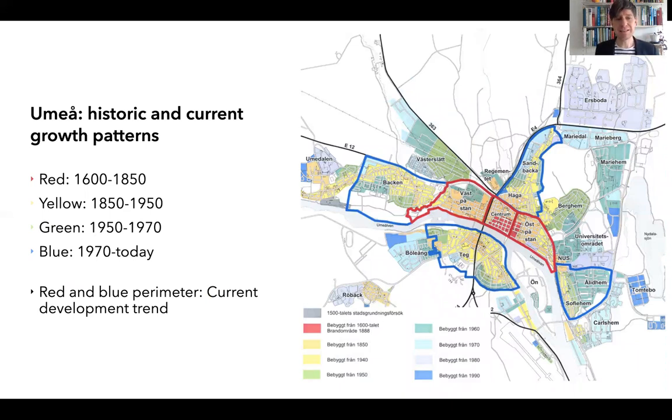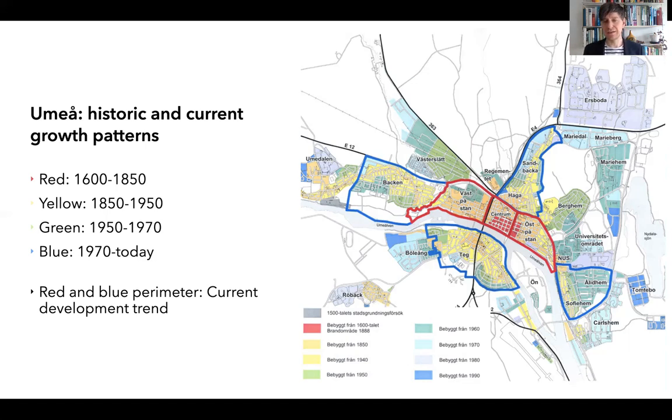So this map is showing the historic and current growth patterns of the city of Umeå. If you look at what is red, that is the oldest part of the town, and you can see how this city has grown from the 1600s until today, from the red areas to all the orange areas and the yellow and blue areas.